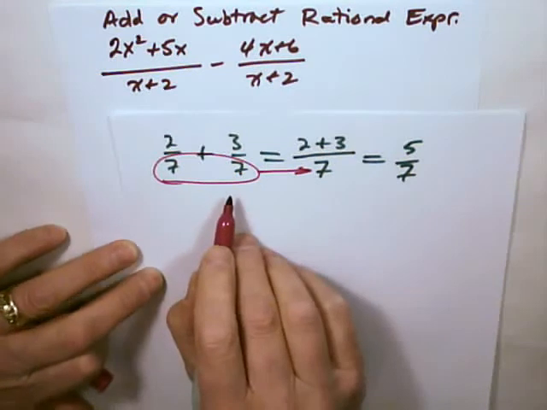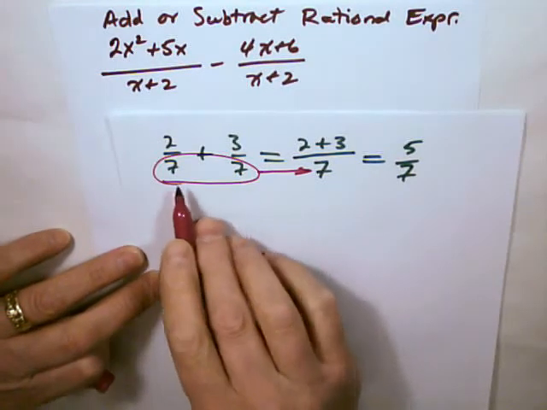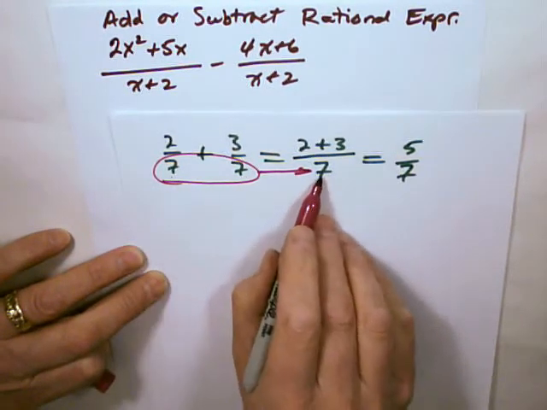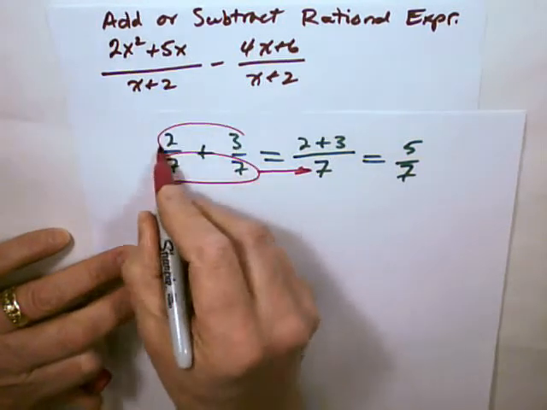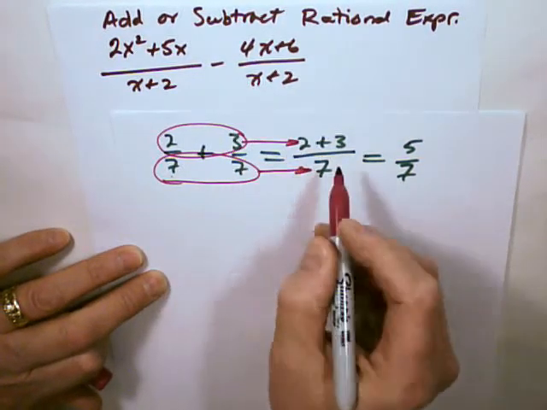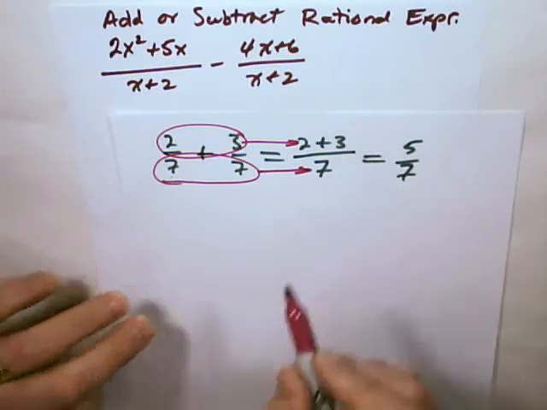That's a very common mistake when you're adding or subtracting fractions, is that some people try to combine the two denominators. We do combine the numerators. We add or subtract as indicated.